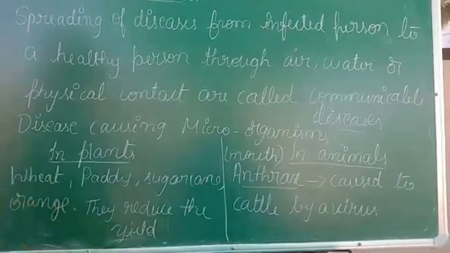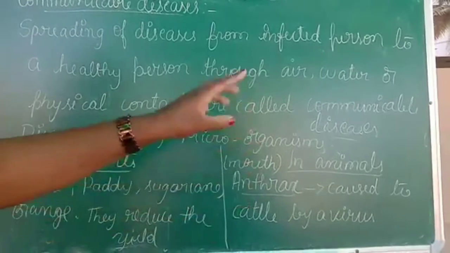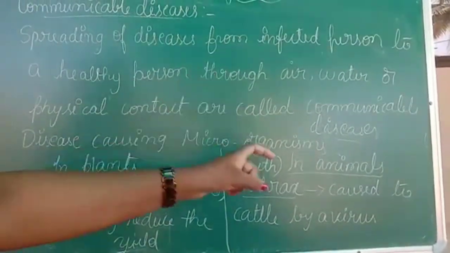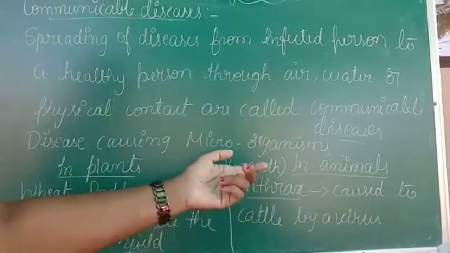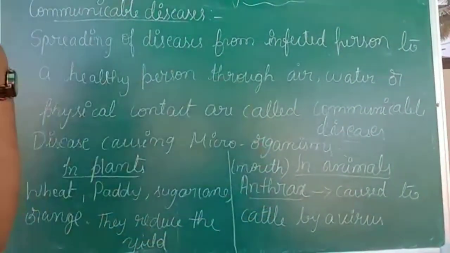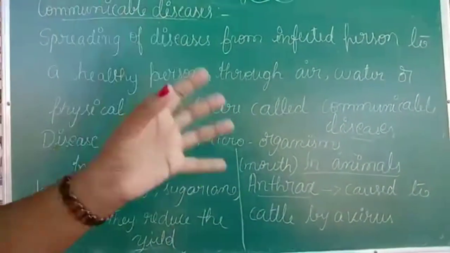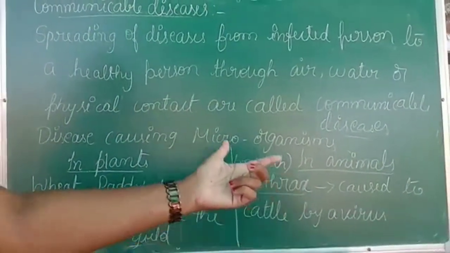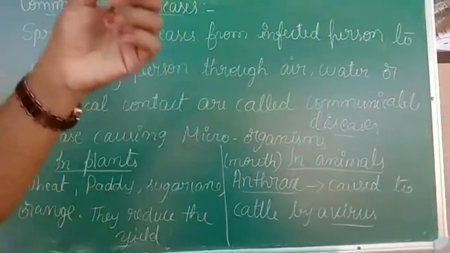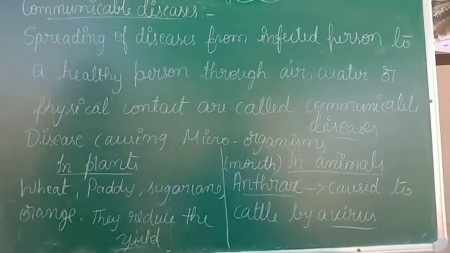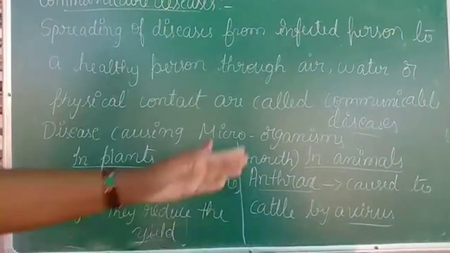Now let us see how disease is caused in animals. Okay, so anthrax is the name of a disease. This is caused in cattle, and especially this anthrax disease can be found out by looking at the mouth of the cattle. Okay, by checking the mouth, we can see that anthrax disease has attacked that cattle. So it is caused by a small virus. This anthrax disease is going to attack cattle, that is, in case of animals.